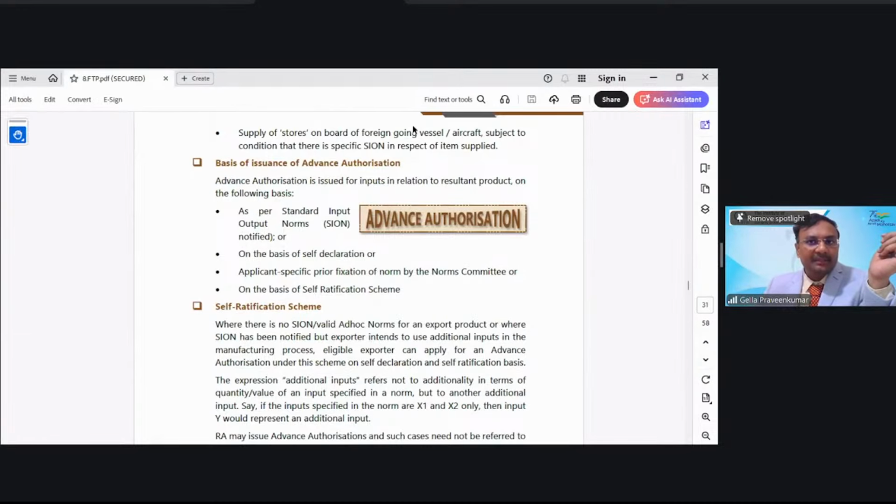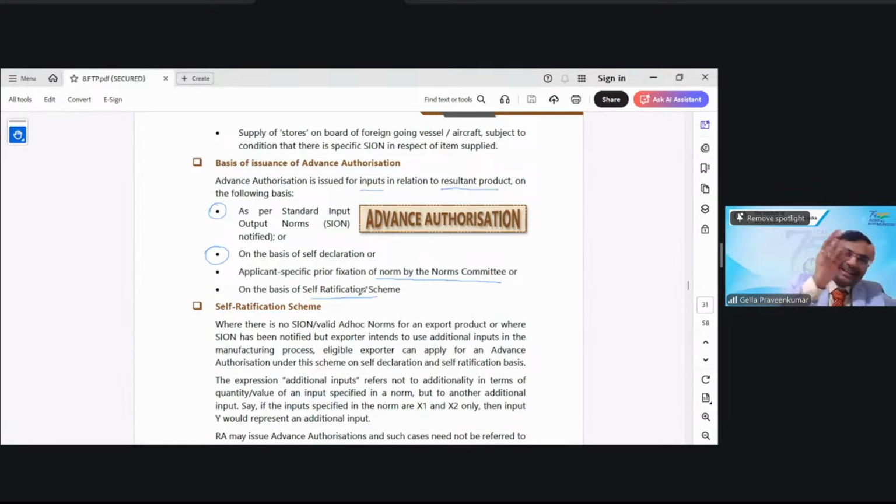Basis of authorization. Advance authorization is issued for inputs in relation to the resultant product on the following basis: as per SION, Standard Input Output Norm, or on the basis of self-declaration, or applicant-specific prior fixation of norms by the norms committee, or self-ratification scheme. There are 4 mechanisms. In general, I'll go to the officer and say, sir, I import these items, I manufacture. So it's called self-declaration.